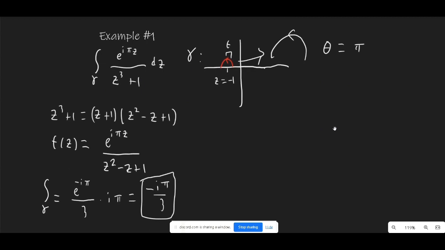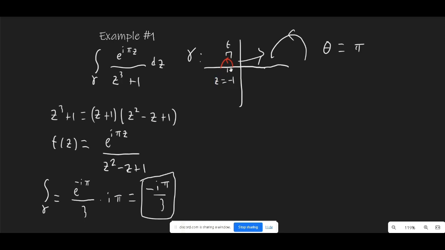This is actually an example from one of my more recent videos. Our function here is e to the i pi z over z cubed plus 1 dz, and we're integrating in a small circle of radius epsilon around the point z equals -1. Notice that we're going in the clockwise direction, which is the positively oriented direction, and our angle theta is going to be pi because we're going a perfect semicircle, so that's half a circle.